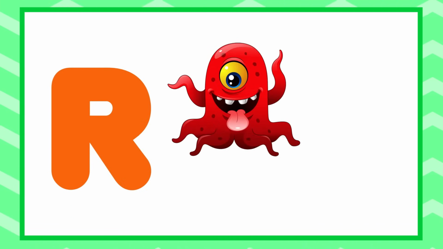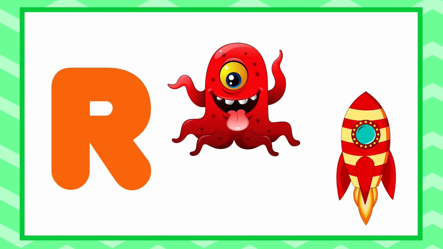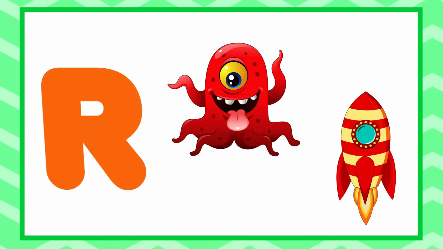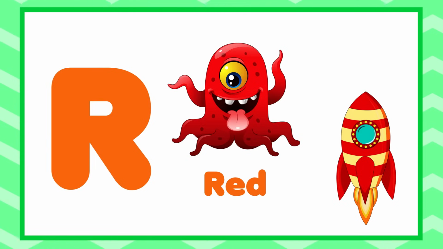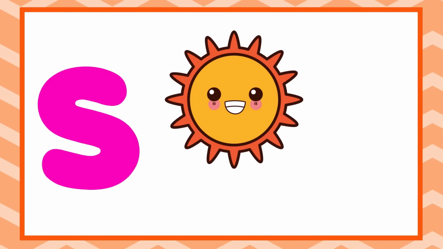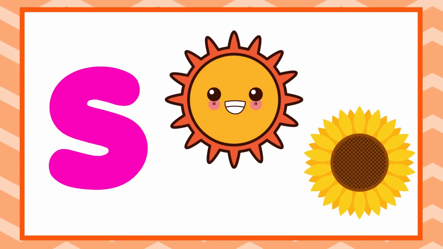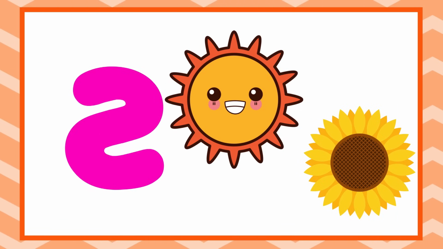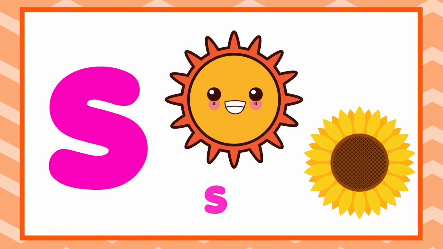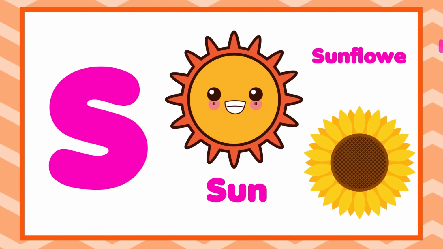R is for red. R, r, red. R is for rocket. R, r, rocket. R is for r, r, r, r, red. R is for r, r, r, r, rocket. S is for sun. S, s, sun. S is for sunflower. S, s, sunflower. S is for s, s, s, s, sun. S is for s, s, s, s, sunflower.